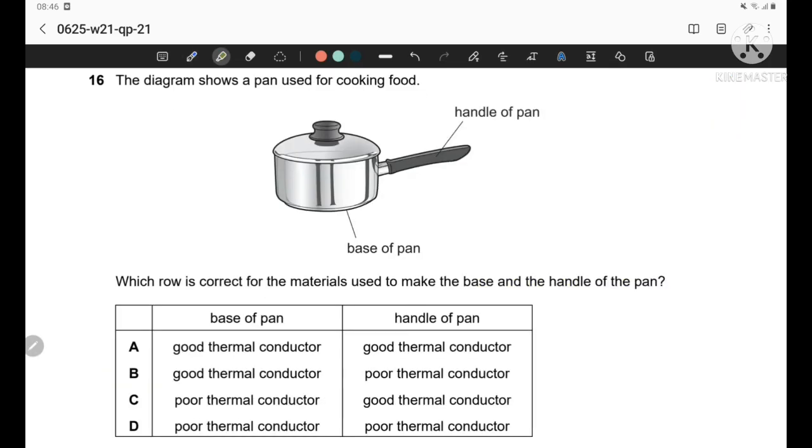Question 16. The diagram shows a pan used for cooking food. Which row is correct for the materials used to make the base and the handle of the pan?